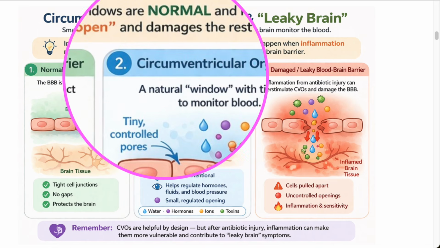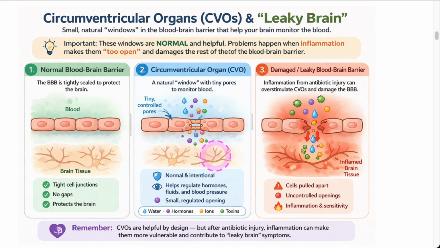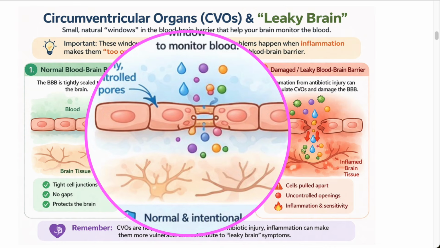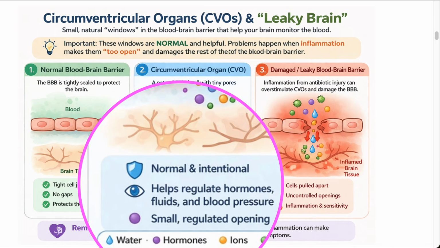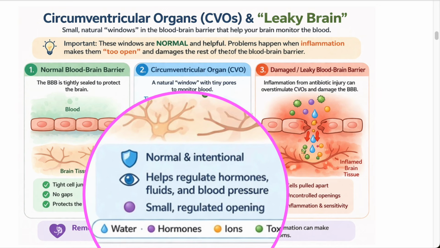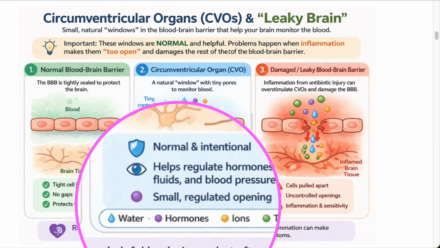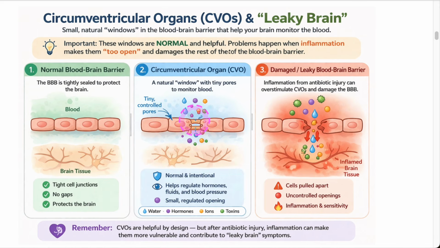Now we have the CVOs, the circumventricular organs. You can see this right here. This is a really cool diagram. You can see here, this right here is the tight junction. You see that? That's the tight junction. But between these tight junctions, there's a CVO, which is the opening, right? We need to sense what's in our external environment. So this is the brain right in here, right? So this is the food. This would be the bloodstream right in here. So it helps regulate hormones, fluids, blood pressure, and it's small, and it's basically a regulated opening right in here, the CVO. So this is critical.